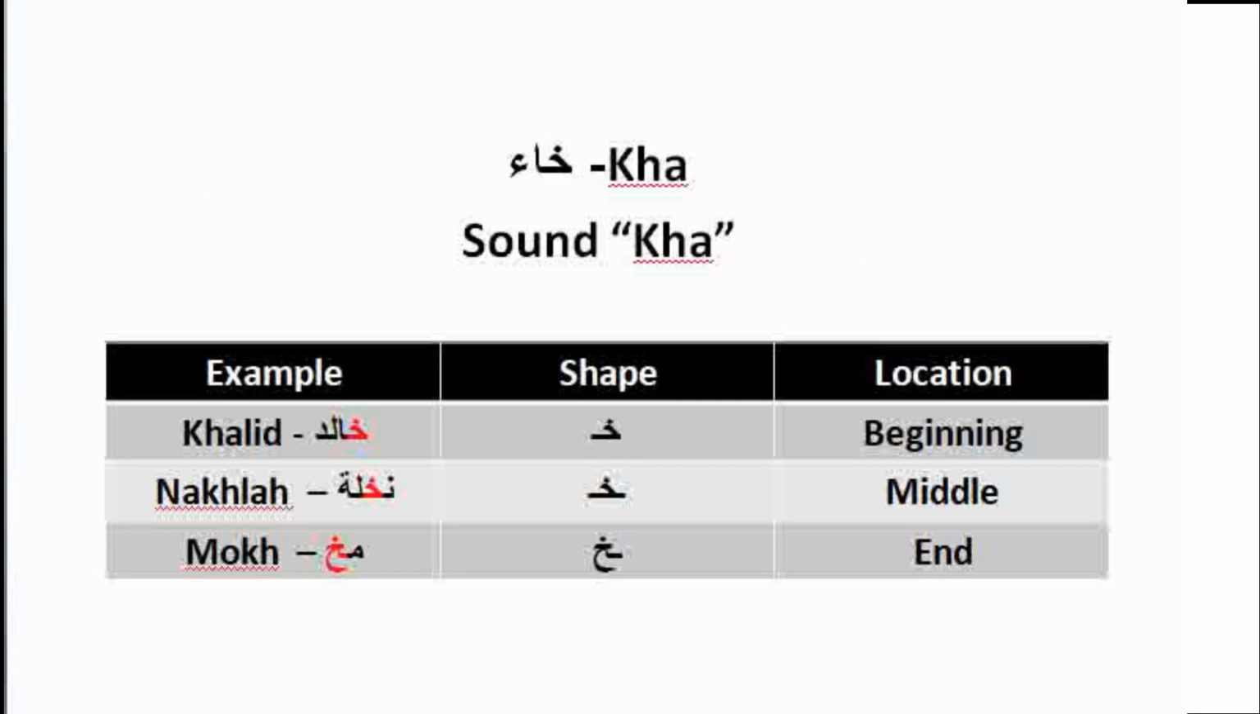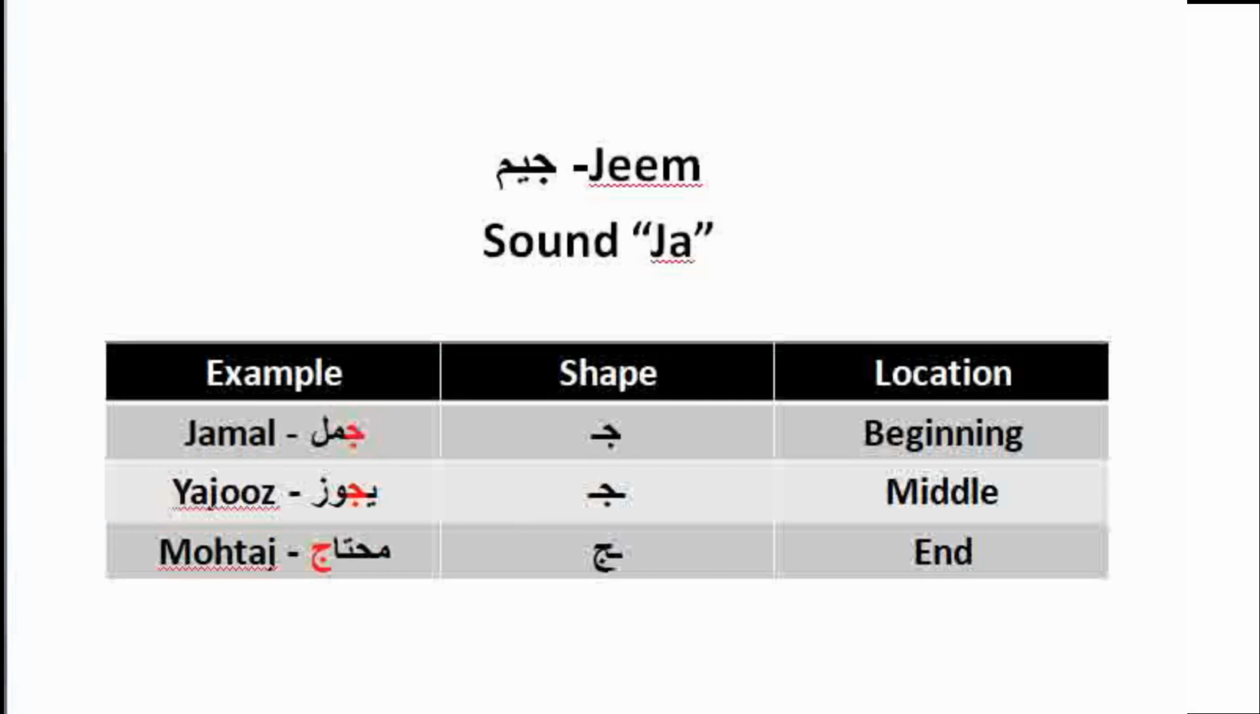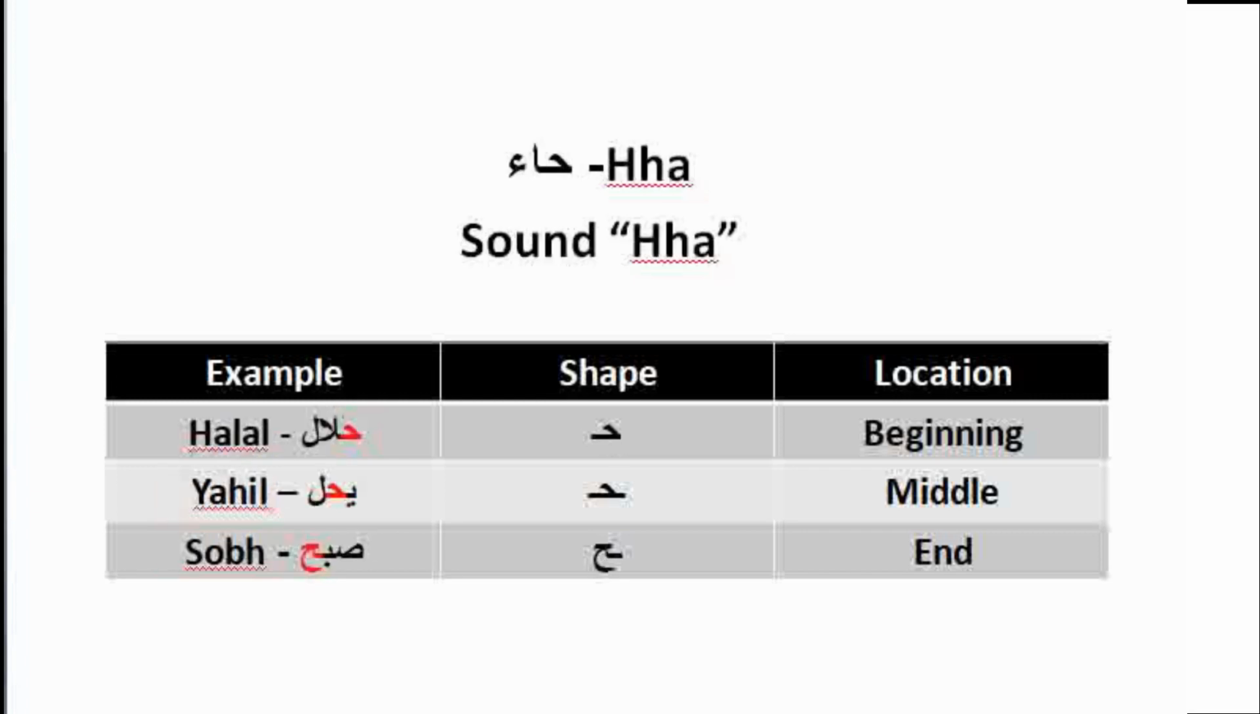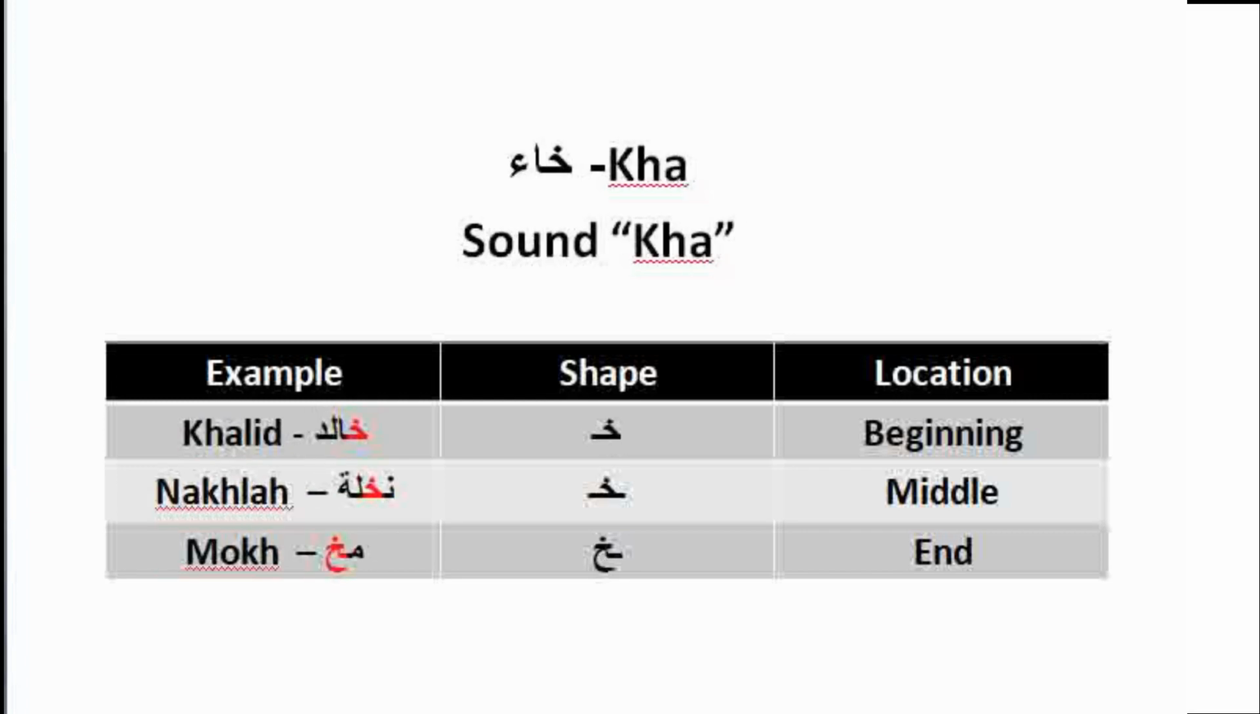Remember, let's go through them again. The jim has one dot below. The ha has no dot at all. The kha has one dot above. So when you have one dot above, that's the letter kha.